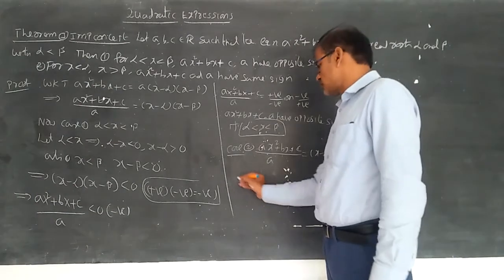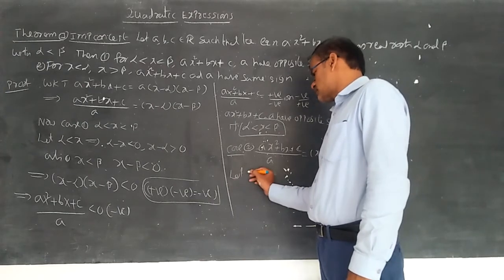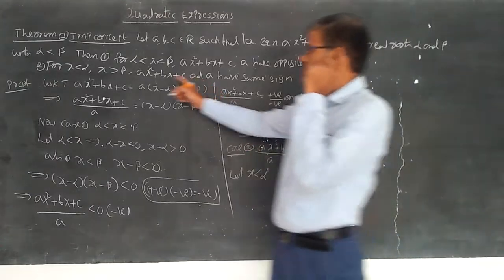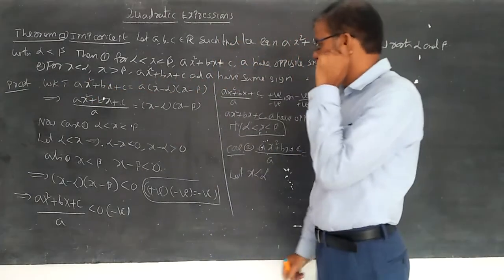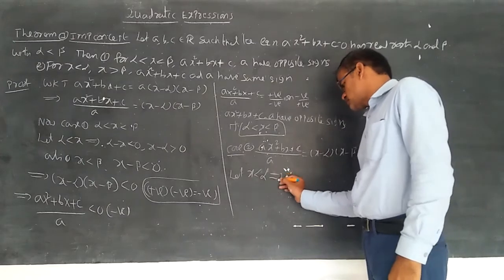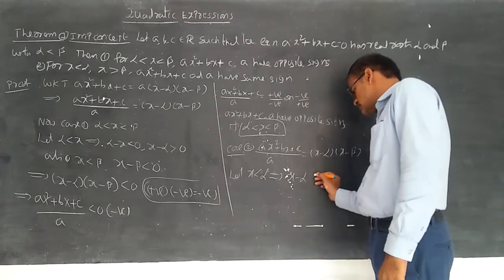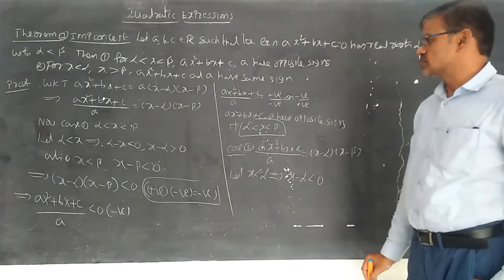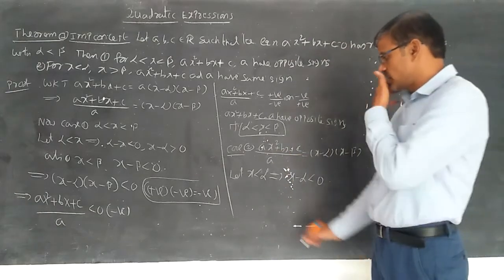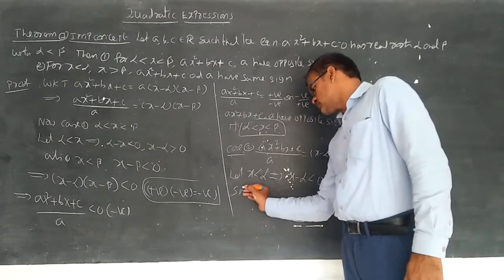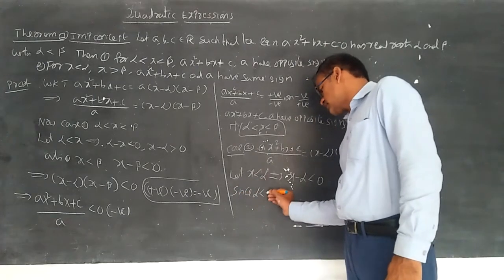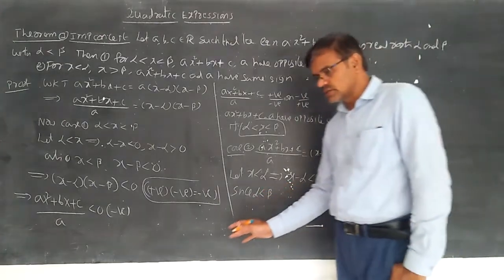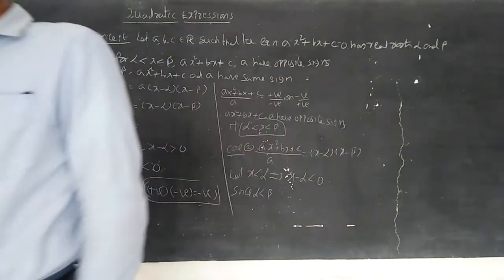Now among this one we can write: otherwise, let x be less than alpha. Here he is asking x less than alpha. Whenever x is less than alpha, you can understand x minus alpha is less than 0. Keep aside x minus alpha less than 0. Now, since alpha is less than beta, alpha is the smaller value than beta.